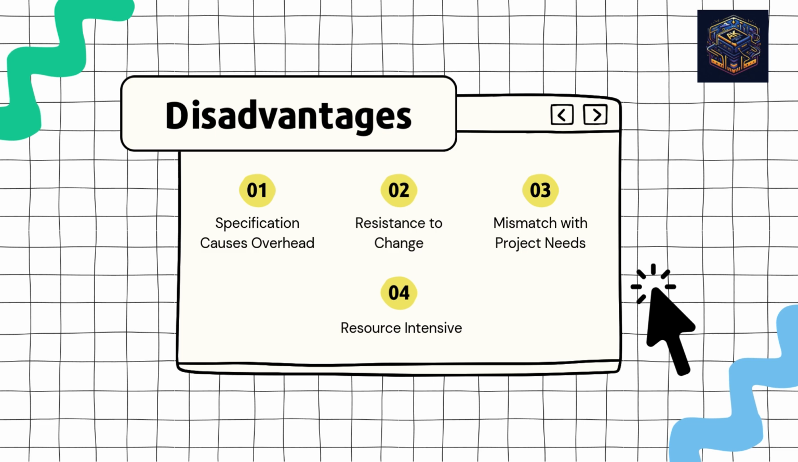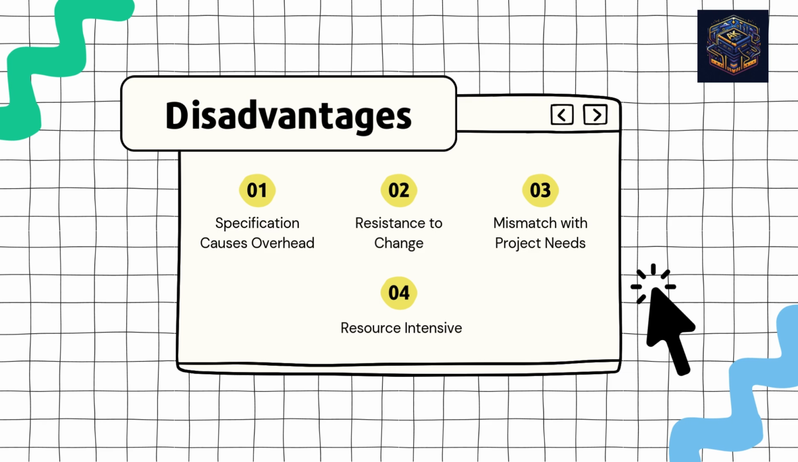Mismatch with project needs. Mismatch with project needs is another potential drawback. Not every project requires the same level of process specification. Some projects might have unique requirements that don't align with the general specifications, leading to inefficiency or unnecessary complexity in the process.